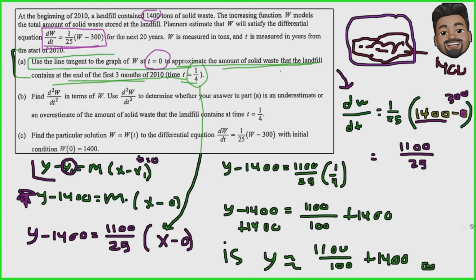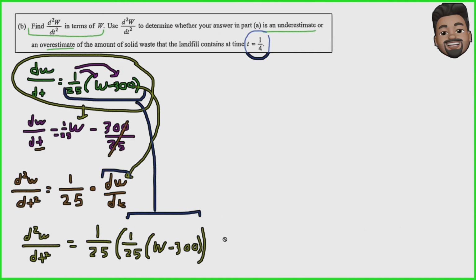What we're going to plug into W would technically be the approximation, right? We want to know if the approximation is an under or over representation. So we're going to plug this in right here to W. Now, if I go to part B and I plug in that value into W, I want you to think about what's going to happen here. If I plug in 1100 divided by 100 plus the 1400, I want you to think about what's going to happen to the value of all of this.